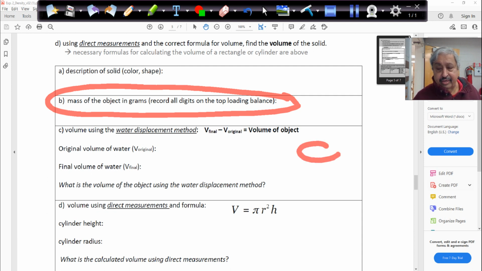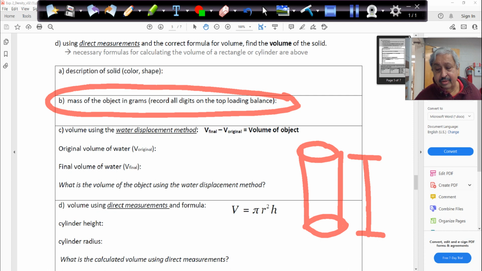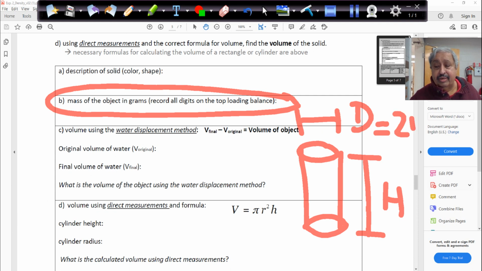So from here to here, that's the height. And then from here to here, that's the diameter, which is double the radius. Diameter is not the density. That D means diameter.